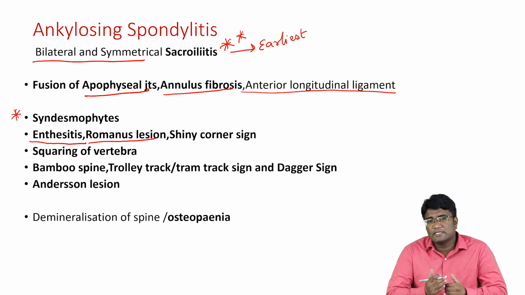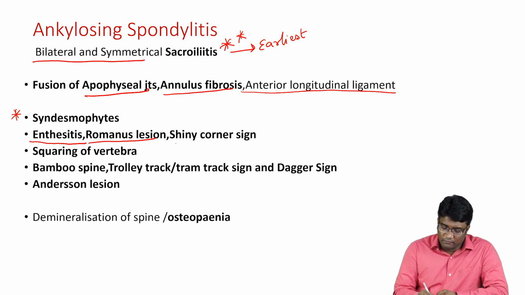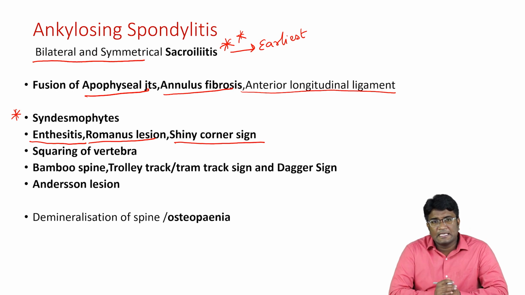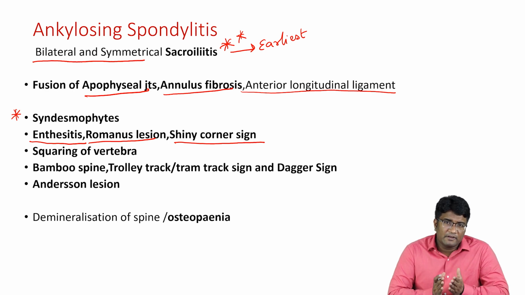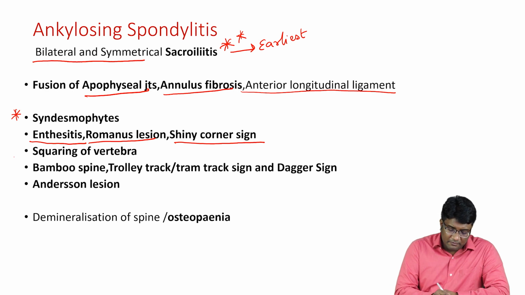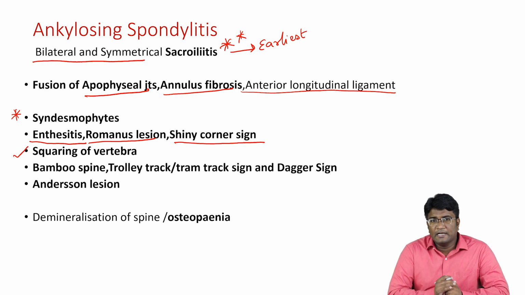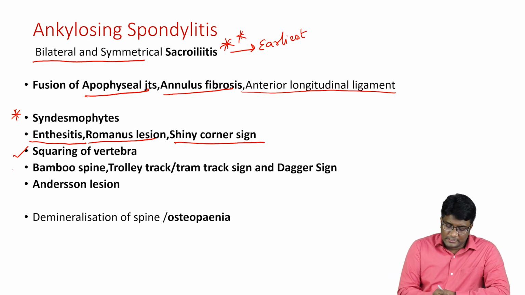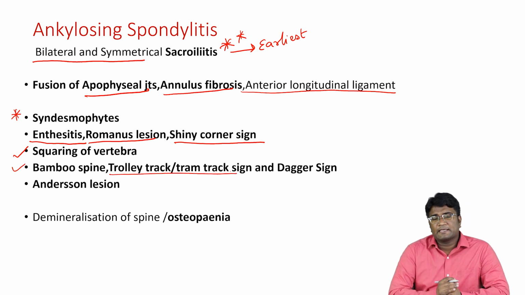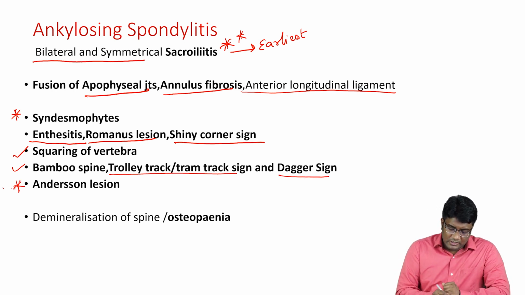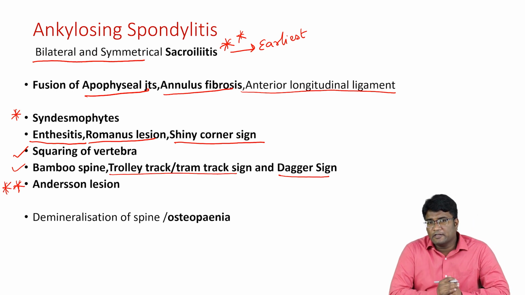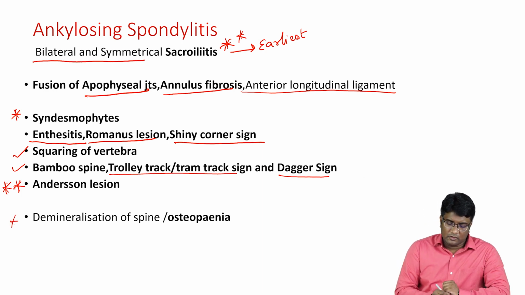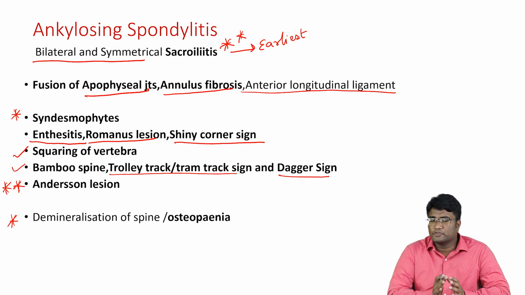And when there is repair and sclerosis happening around these areas, you develop what is called the shiny corner sign. The mineralization under the anterior longitudinal ligament and the filling up of the concavity of the anterior vertebral body gives the vertebra a squared shape in ankylosing spondylitis. You have also seen the bamboo sign, the trolley track or tram track sign, as well as the dagger sign. You also see Andersson lesions, which indicate the inflammation of the intervertebral disc space. And there is also osteopenia or demineralization of the spine in ankylosing spondylitis.